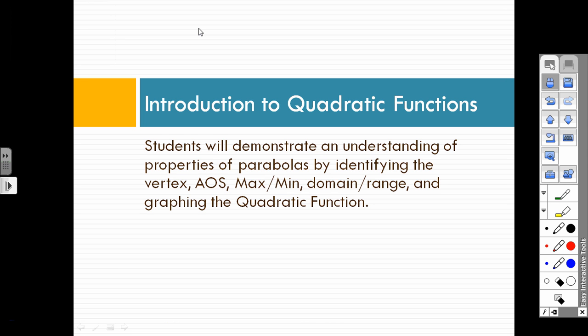Alright, here we go, folks. Introduction to quadratic functions. We're going to be learning a whole lot of basic stuff about our quadratic functions. That includes what they are, their properties, max and mins, domain, range, vertex, axis of symmetry, and how to graph them very quickly.